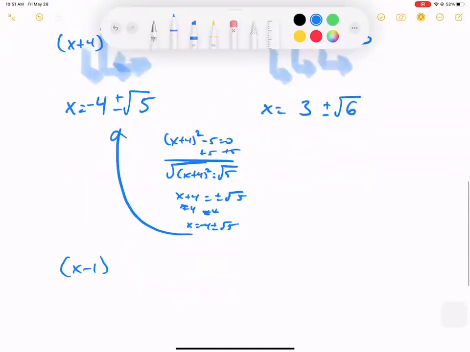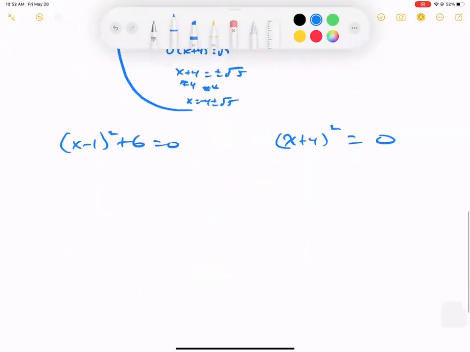(x − 1)² + 6 = 0, and (x + 4)² = 0. Okay, take a look at these problems, slightly different. Now on my left, what number am I going to get rid of first? The 6, so it's negative 6, opposite of plus 6 is minus 6, when you're going to take the square root, get rid of the square, and opposite of minus 1 is a plus 1.